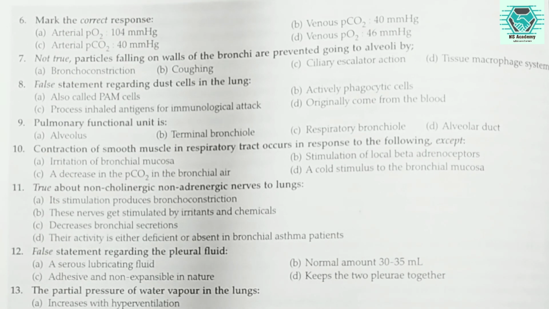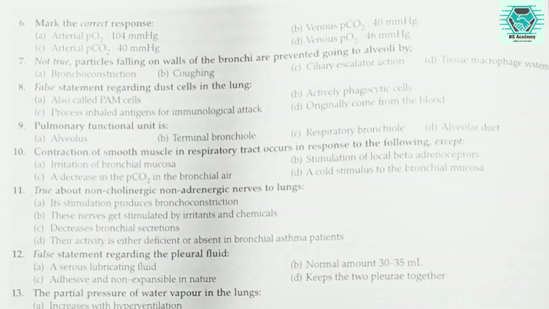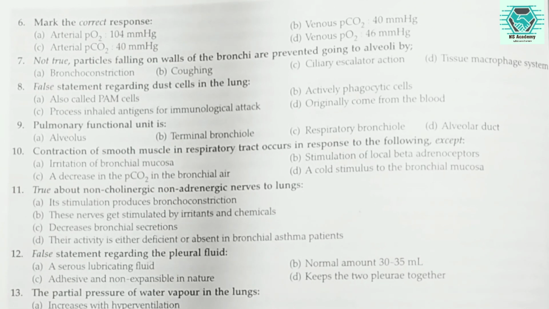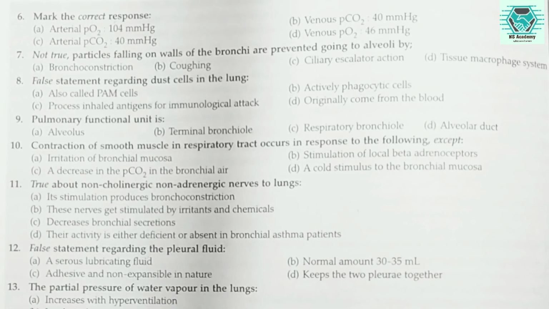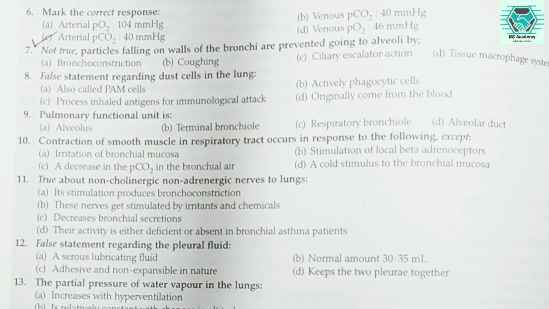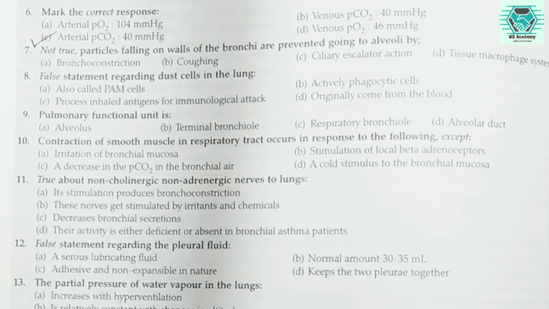Number 6: mark the correct response. Arterial PO2 104 mmHg, venous PCO2 40 mmHg, arterial PCO2 40 mmHg, or venous PCO2 46 mmHg. Which option is correct? The correct answer is the arterial PCO2, which is 40 mmHg.